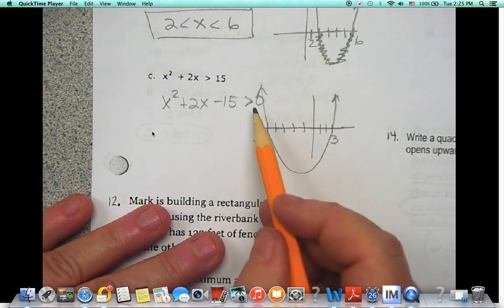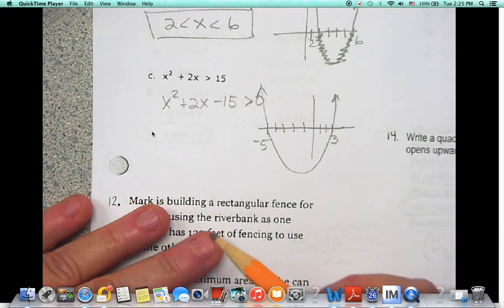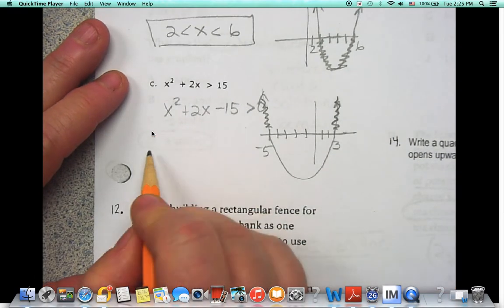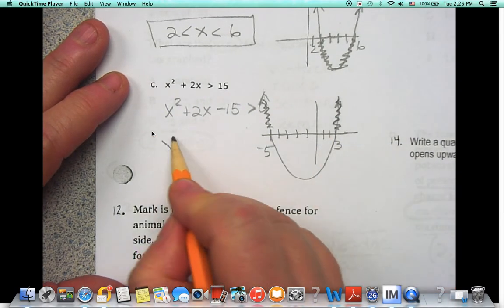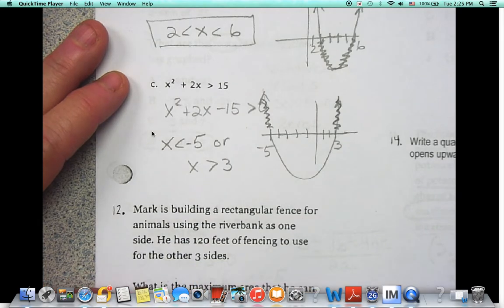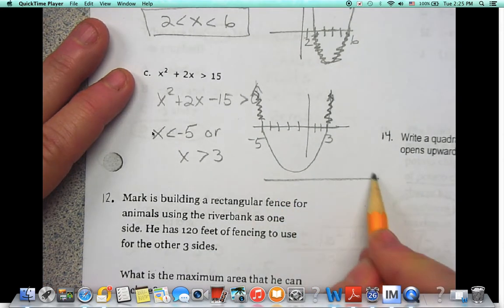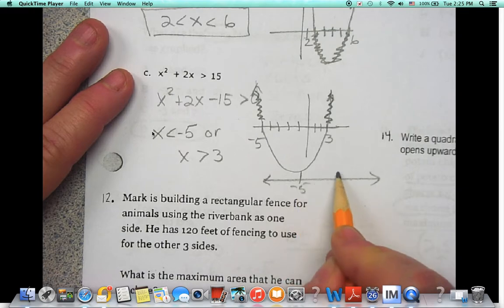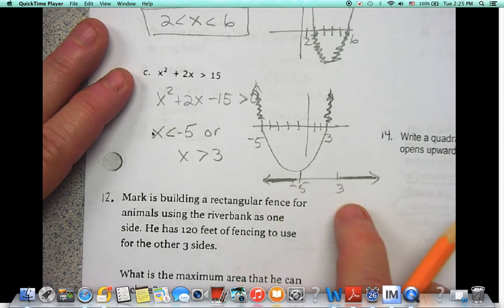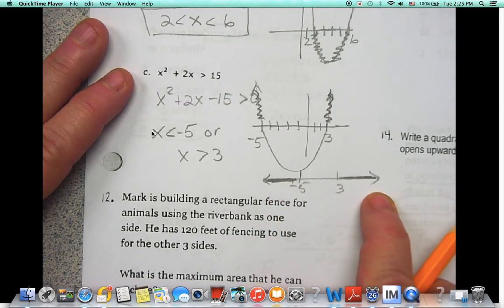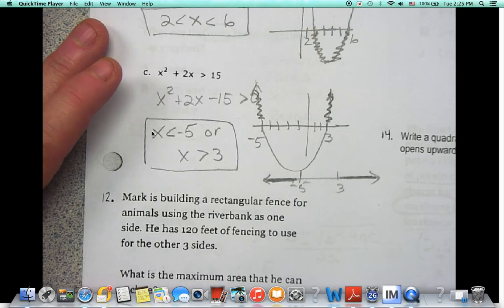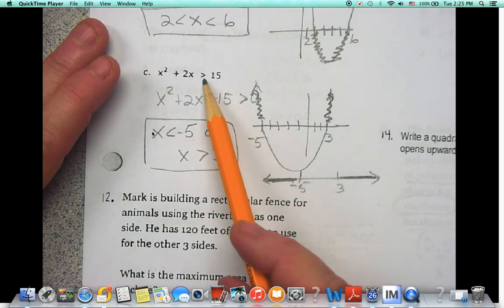Okay, this is a greater than sign, so where would we shade? How would you write those? X is less than negative 5 and greater than 3. Good. Remember, if you need to, you can draw a number line with negative 5 and 3, and it has 2 branches shaded. So x is less than negative 5 and x is greater than 3. And why is there not an equals? Because it's greater or less than. There's no equals in the problem.